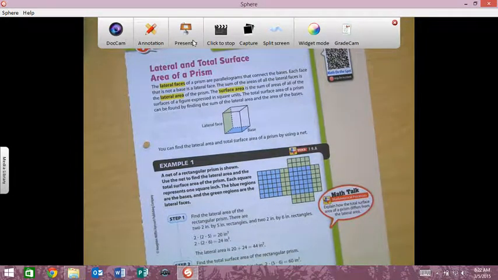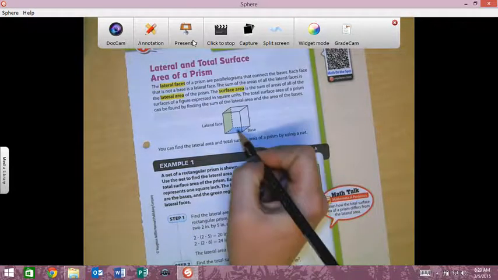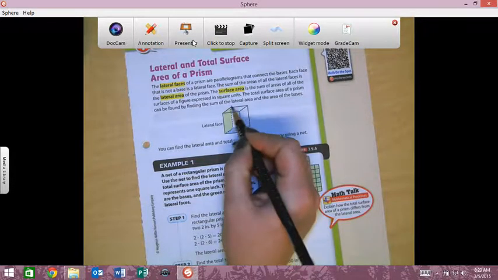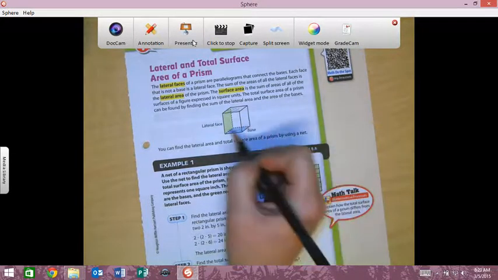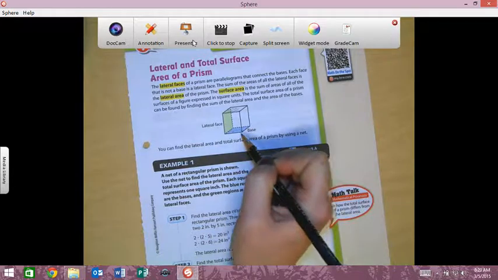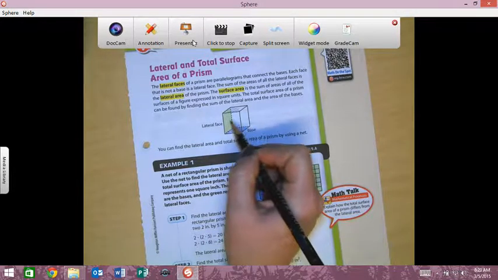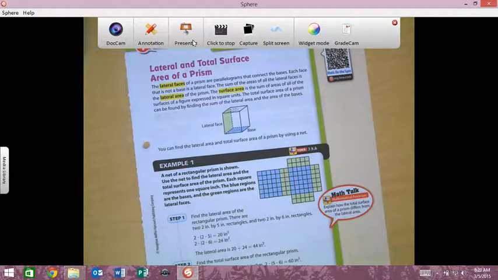So it says the lateral faces of a prism are parallelograms that connect the bases. Each face that is not a base is called a lateral face. You guys have done this before. They're just using fancy words on you. The sum of the areas of the lateral faces is the lateral area of the prism. So remember, this is a base, this is a base. We have two bases, and in this case, we have four faces. So this green area all the way around would be your lateral area.